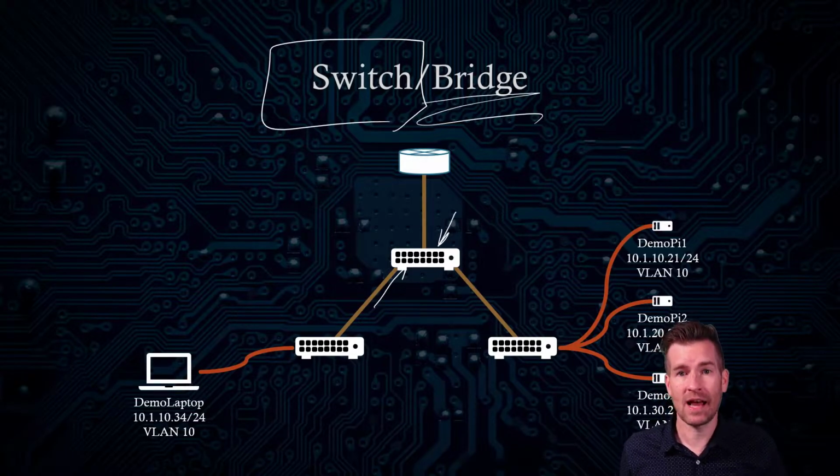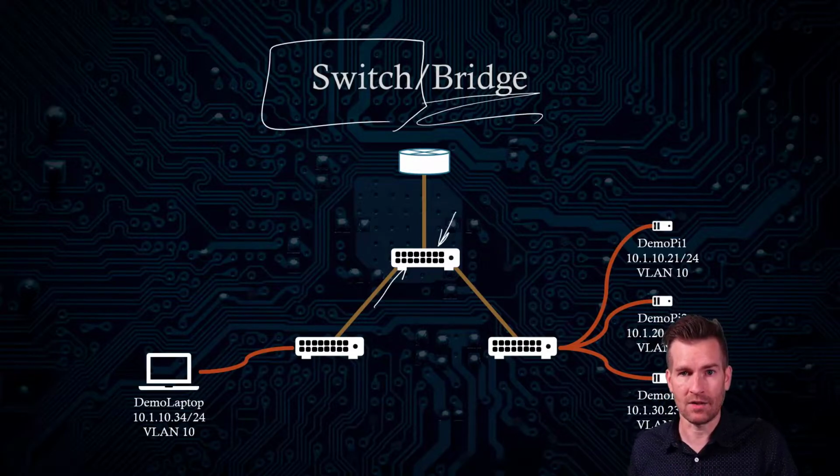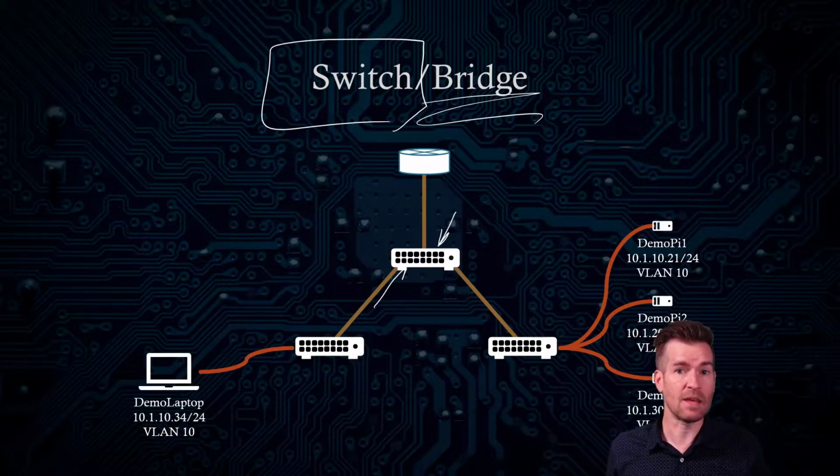So a bridge allows this device to start learning. A bridge is a device that learns about MAC addresses and where the destinations of those MAC addresses are. And a switch is a multi-port bridge. So just remember that those are going to be interchangeable as we work through spanning tree protocol.